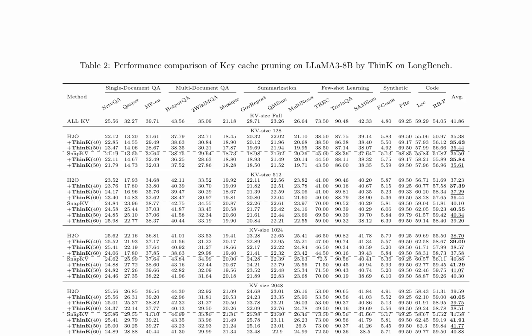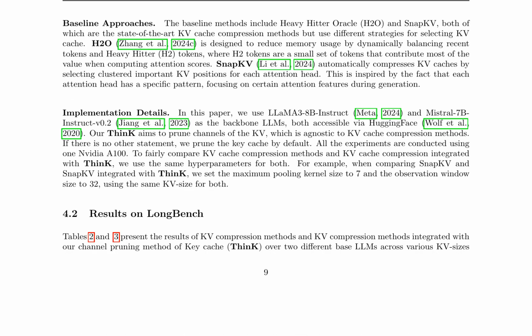The paper presents a comprehensive comparison of key cache pruning methods on LLaMA3 8B and Mistral 7B models using the LongBench dataset. The authors evaluate the performance of various key-value (KV) cache compression methods, including Heavy Hitter Oracle, H2O, and SnapKV, with and without their proposed ThinK channel pruning method.